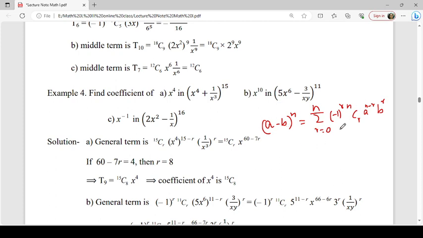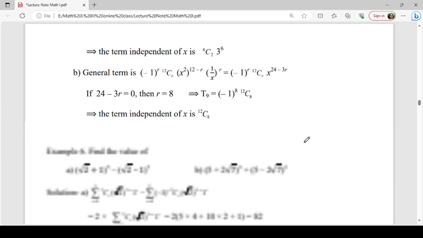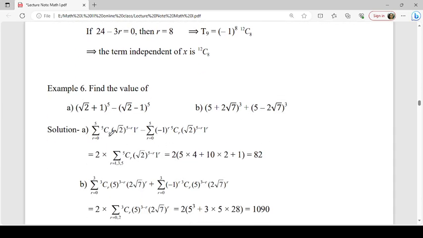So in some terms here the sign alternates. The first term is positive, the next term is negative, then positive, then negative. So when we add (a plus b) whole to the power n and (a minus b) whole to the power n, then something gets cancelled. So this is the sum, with minus 1 to the power r. When r is even, say 5c0, 5c2, 5c4, then these get cancelled, and only the odd terms remain.